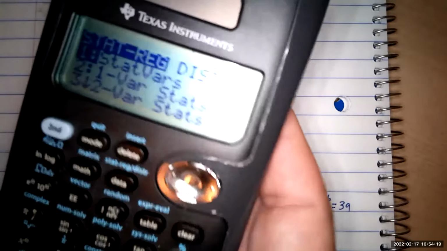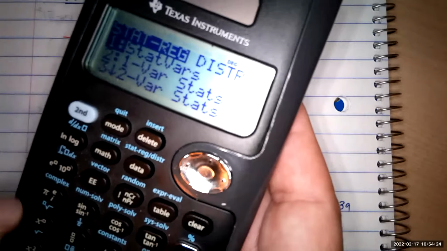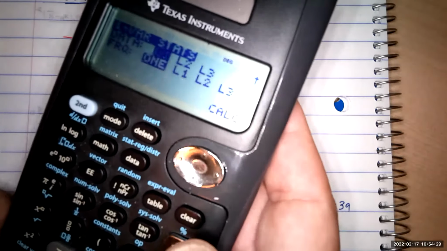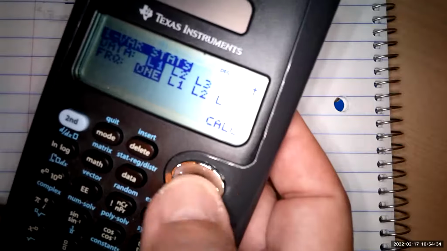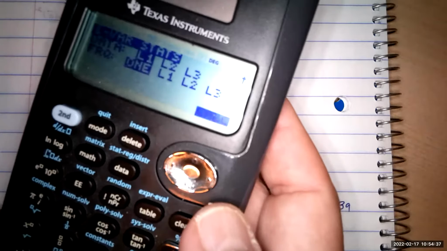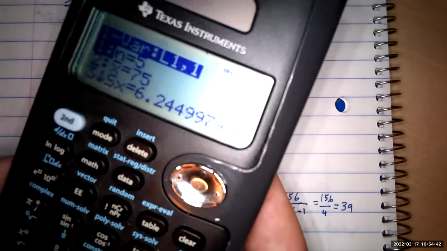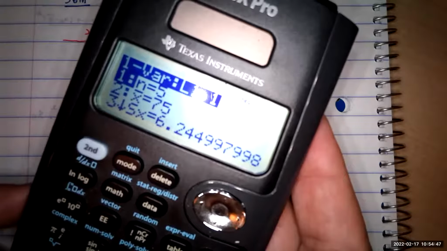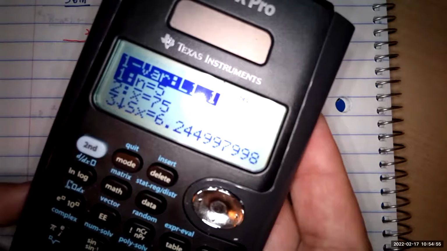So what I do, I'm going to do this one variable statistics. I have to go to the 2 or bring it down, so I go to the 2. Then I want to calculate, so I go down, this is calculate. When it's calculated, it calculates a number of things for you. It calculates the X bar for you, which is 75. Next, S, the standard deviation, is 6.2.